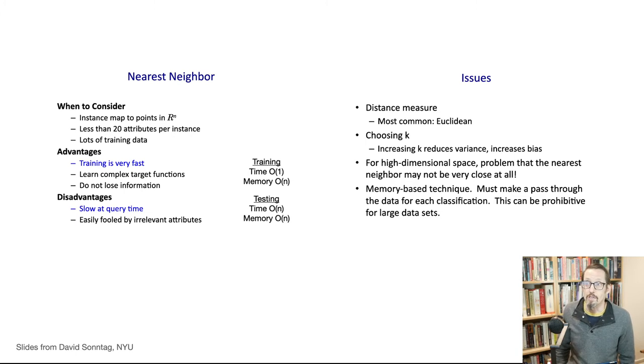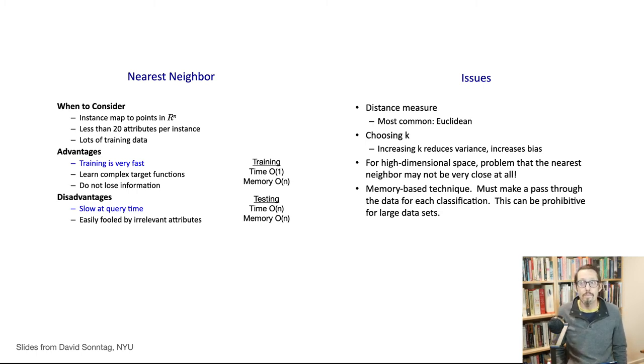It's also interesting to note that this is the inverse of almost every other machine learning algorithm out there. Most machine learning algorithms take the time at training. That's when you have to spend the computational time. And testing is much more free. That would be true, for instance, especially of deep learning networks.